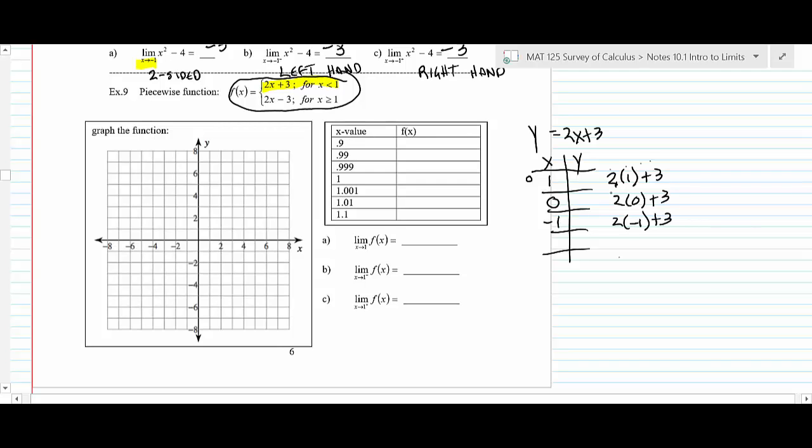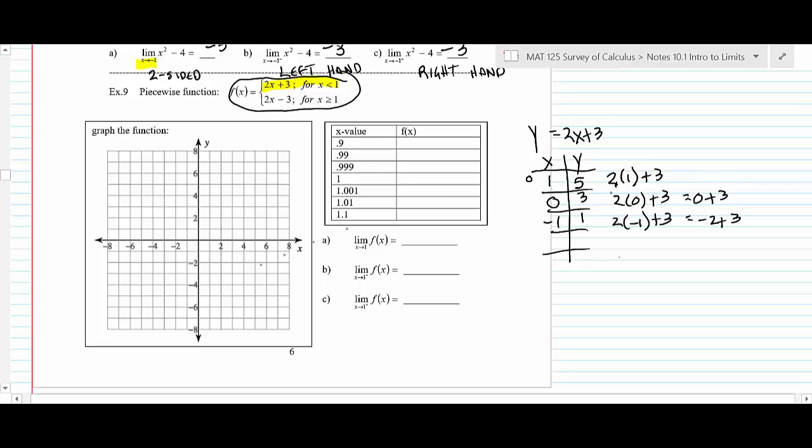So 2 times 1 plus 3, that's 5. This is 0 plus 3, so that's 3. This is -2 plus 3, so that's 1. Now we're going to plot those points, okay? And that's what you do in your graph, is you just plot points, okay? So I'm going to do these.